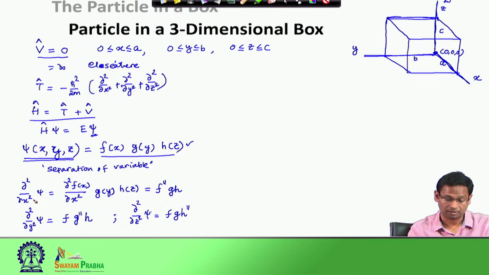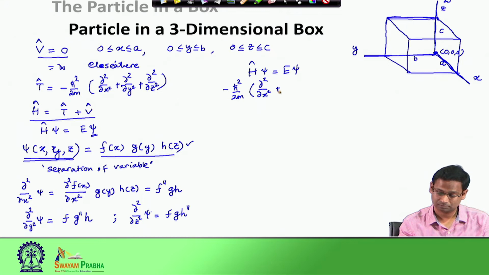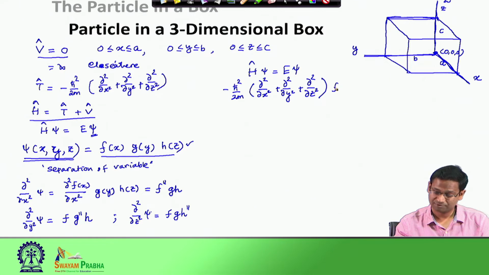forms that we have discussed so far in our Hamiltonian. So, this is the starting point. We have H psi equals E psi. So, therefore, minus h bar square by 2 m, the partial derivatives with respect to x, y and z, applied on psi, which is f g h, equals E f g h.